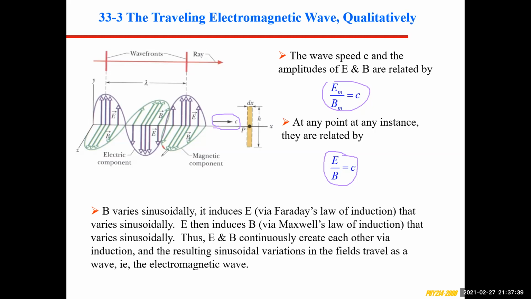Okay, so as I mentioned, electromagnetic fields are produced by the laws of induction. When the magnetic field changes with time, because it's sinusoidal, it induces an electric field. That's via Faraday's law of induction. And when the electric field changes with time, because it is of sinusoidal form, it induces a magnetic field, and that's via Maxwell's law of induction. That's why they continuously create each other through induction, and so they generate the propagating electromagnetic wave traveling through space.